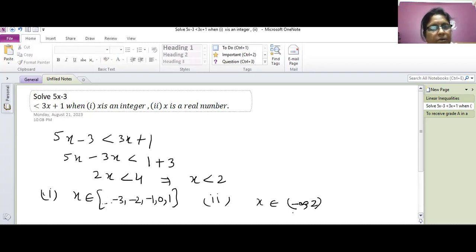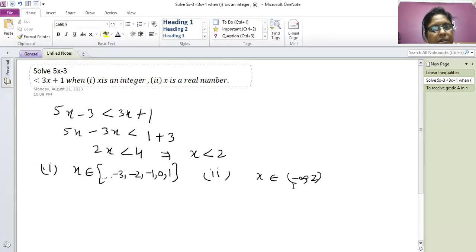Let's see it again. 5x minus 3 is less than 3x plus 1, so 2x is less than 4, and x is less than 2. In case of integers, the solution is integers less than 2, which may be 1, 0, minus 1, minus 2, minus 3, up to minus infinity. And in case of the real number line, the interval is the open interval minus infinity to 2.